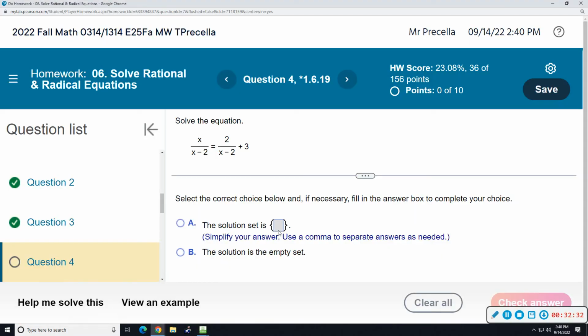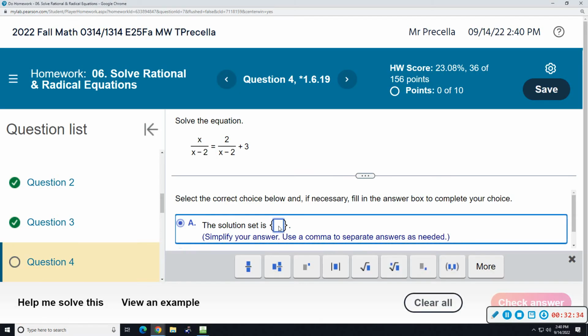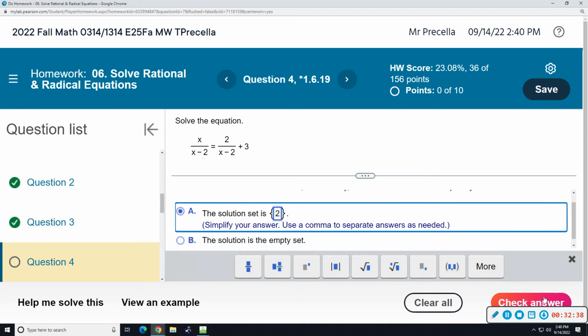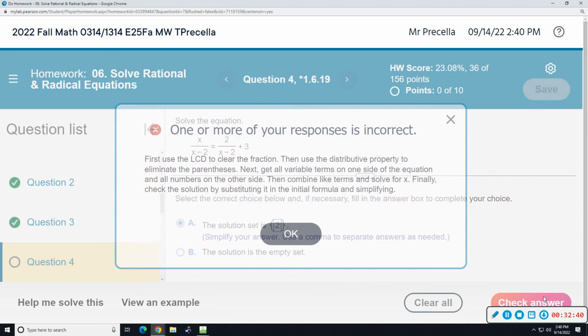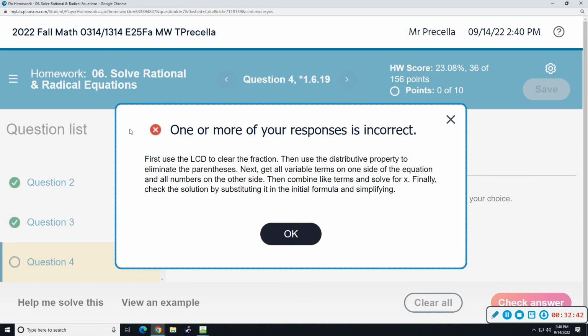Hey, let's see, what would happen if I put a 2 in? We'll put the 2. No, it says, okay, one or more of your responses is incorrect. Nothing vague about that.